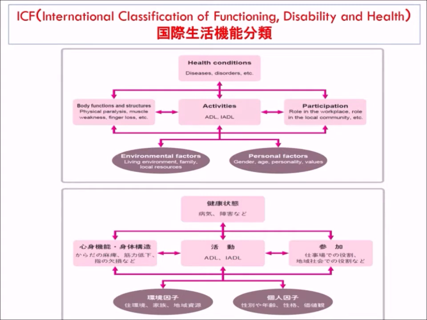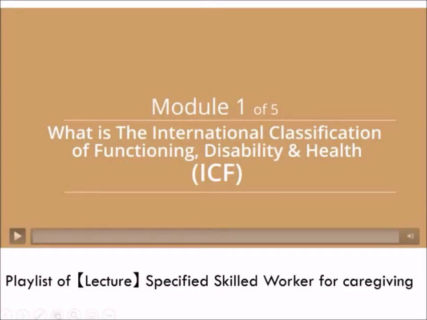Human functioning indicates the ability, function, and environment needed in daily living, such as body functions and structure, activities, and participation. Please watch the video of What is the International Classification of Functioning, Disability and Health (ICF). You can find it in the playlist of Lecture, Specified Skilled Worker for Caregiving.